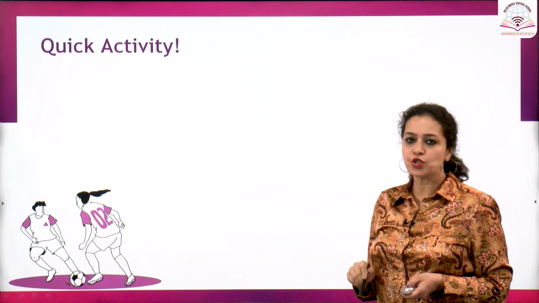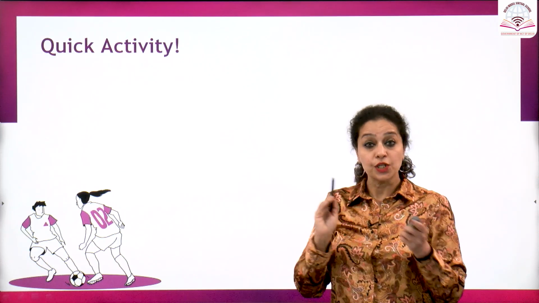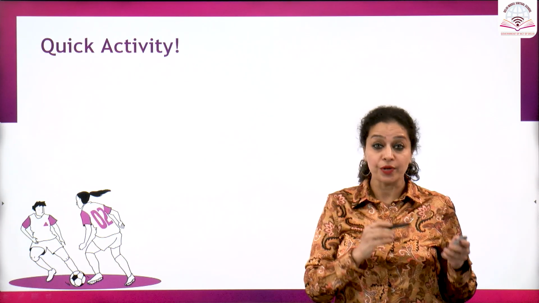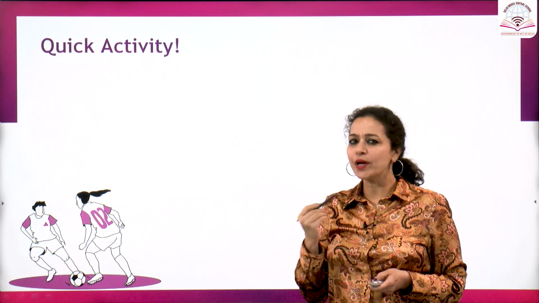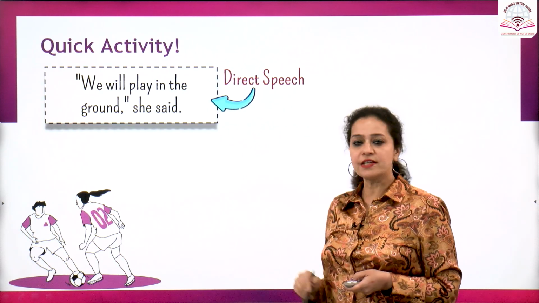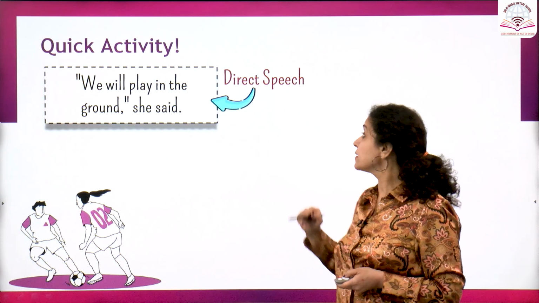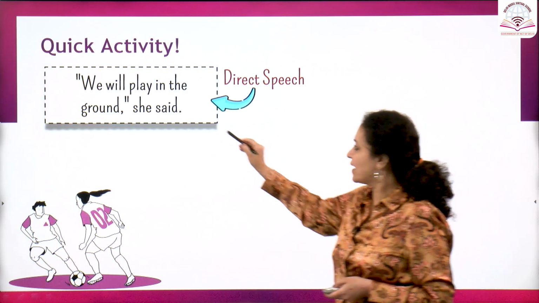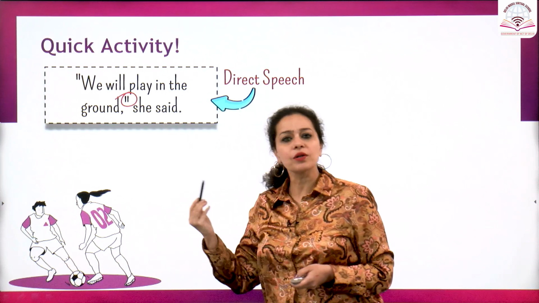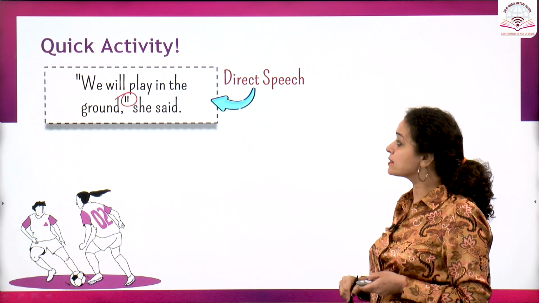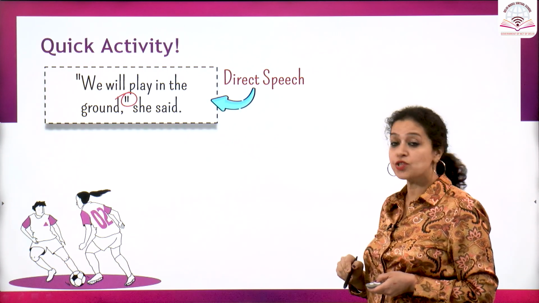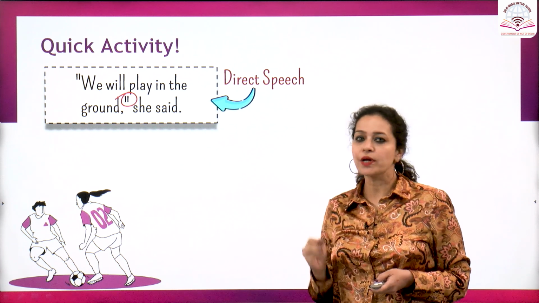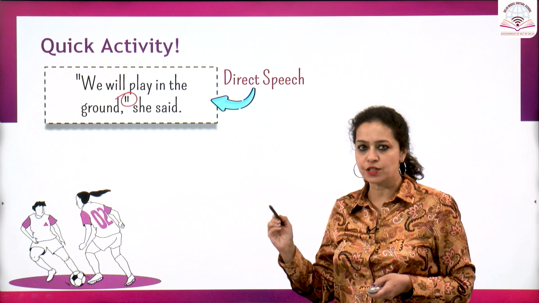Now that we have talked so much about changing direct to indirect, indirect to direct, now is the time for a quick activity. This is a sentence for you, and yes, it is in direct speech. Why? Because it has inverted commas or the quotation marks. And the sentence is, "We will play in the ground," she said. Now take out your notebook and start writing the correct answer for this.